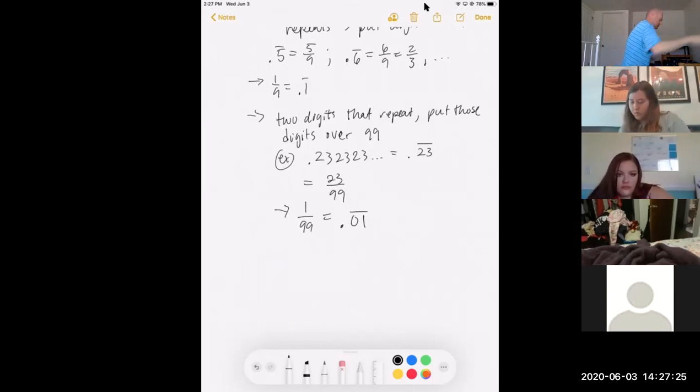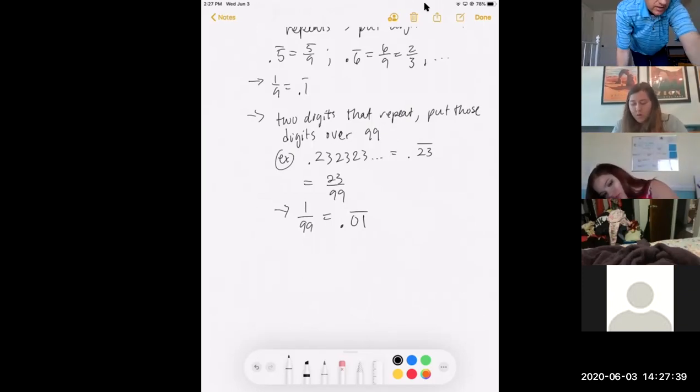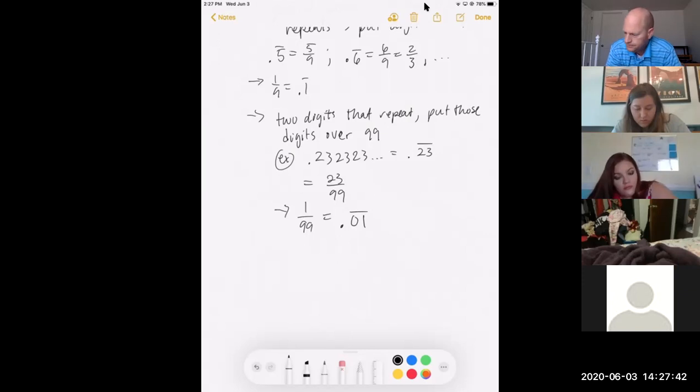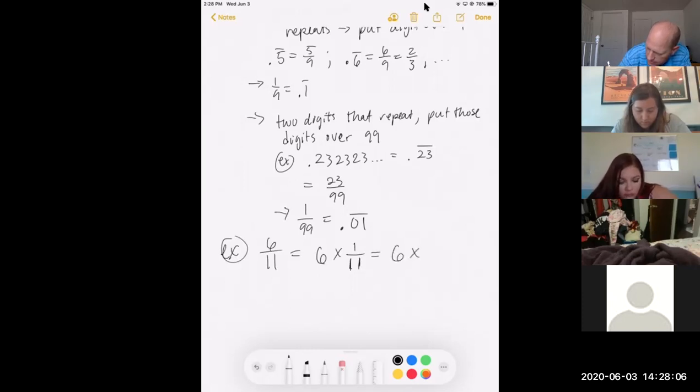Let me plug my computer back in. Any questions so far with non-unit fractions? You take the unit fraction and multiply it by however many you want in the numerator. Let's try another one. Let's do one more. 6/11. That's equal to 6 × 1/11. Now 1/11 is 0.09 repeating. And 6 × 0.09 repeating is equal to 0.54 repeating.